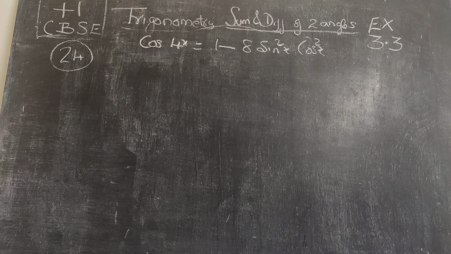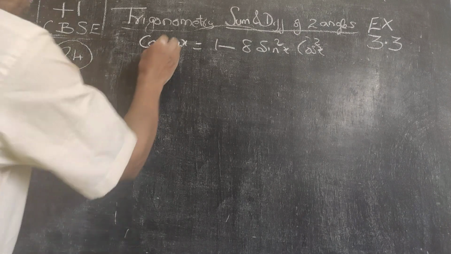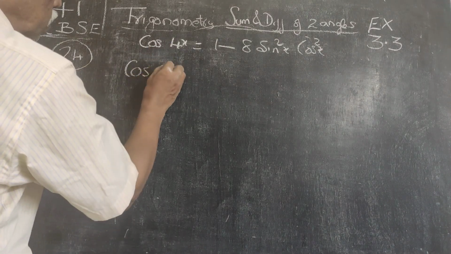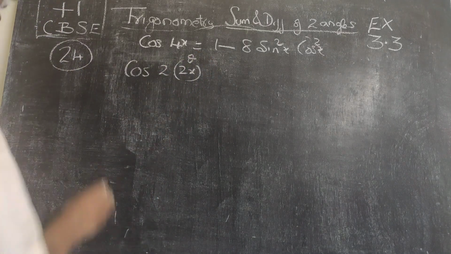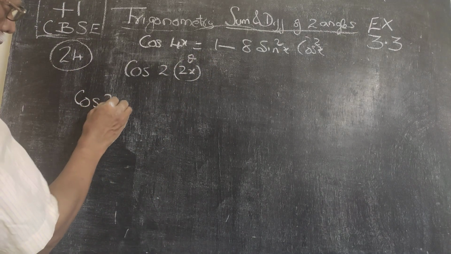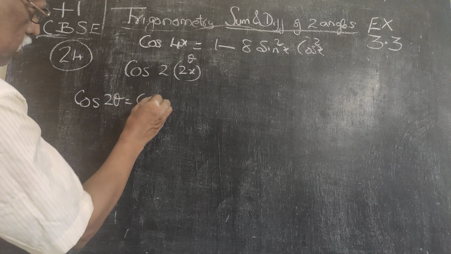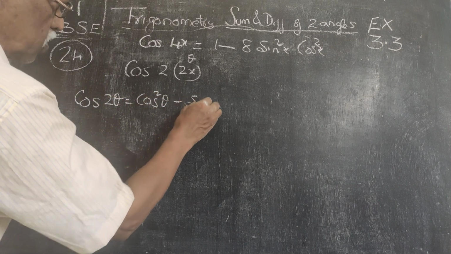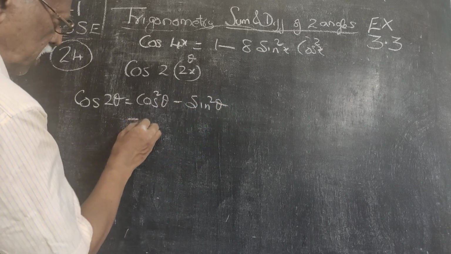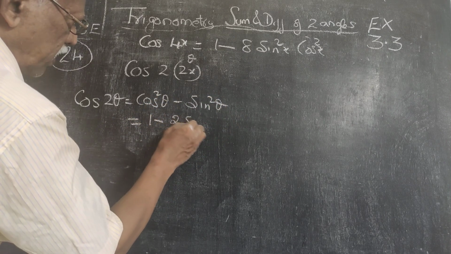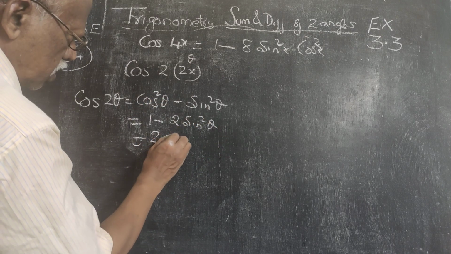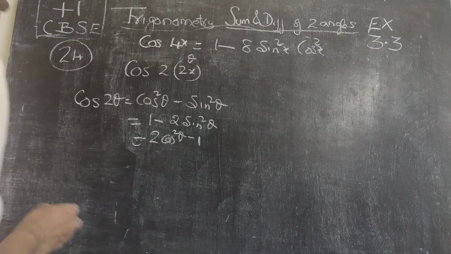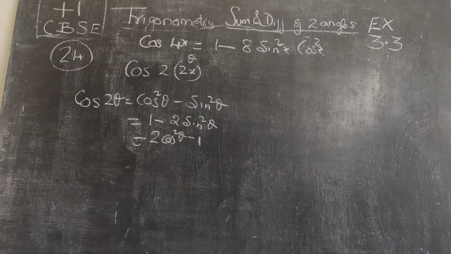Cos 4x, you have to prove that it is equal to 1 minus 8 sin square x cos square x. Cos 4x can be written as cos 2 times of 2x. If you take this as cos 2 theta, you know cos 2 theta equals cos square theta minus sin square theta. From this I can say 1 minus 2 sin square theta. From this again I can write 2 cos square theta minus 1.